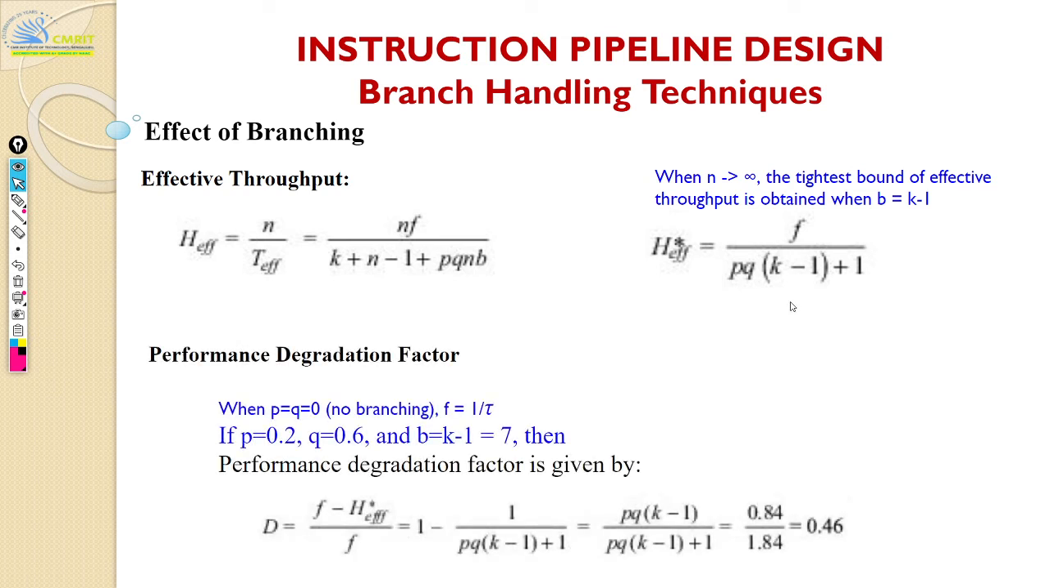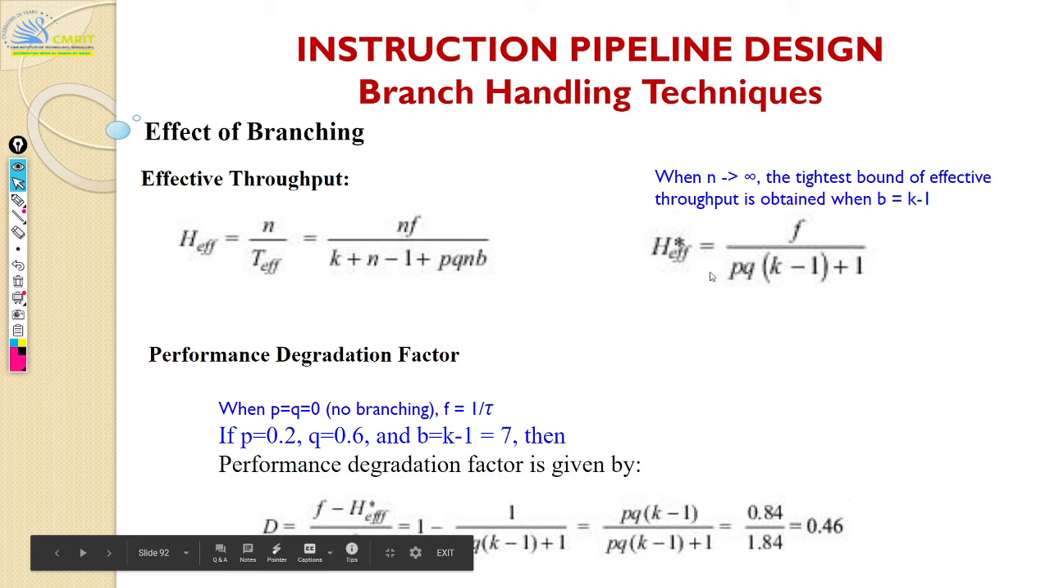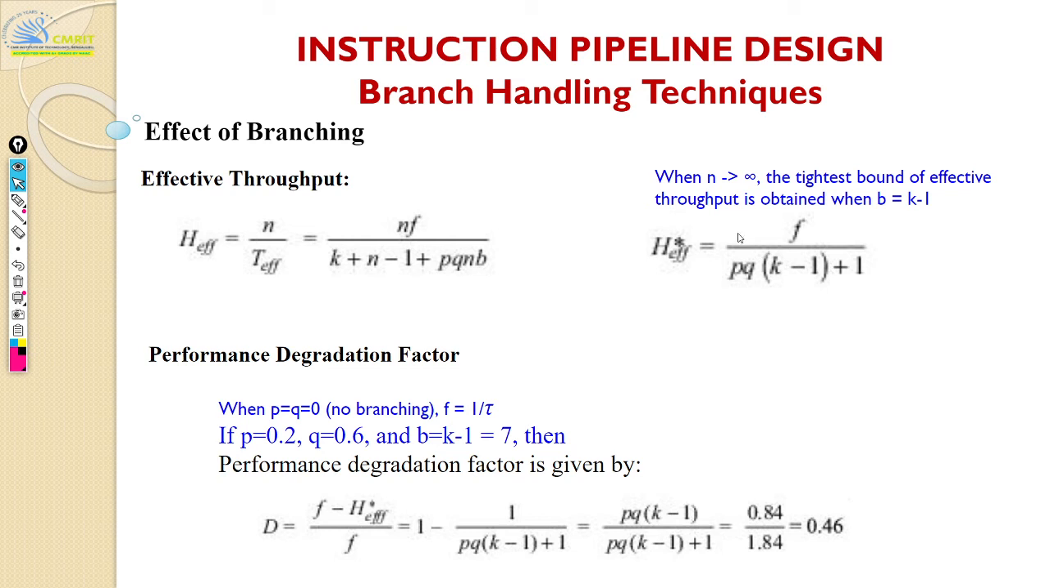Then you also have something called the performance degradation factor, which is how much performance you lose because of branching. It's a simple application, given by the expression D equals F minus H effective, divided by F. H effective is the steady-state throughput when n tends to infinity. So F minus your effective throughput, divided by F, is how much degradation you have. It's just a simple substitution that you have to do here.